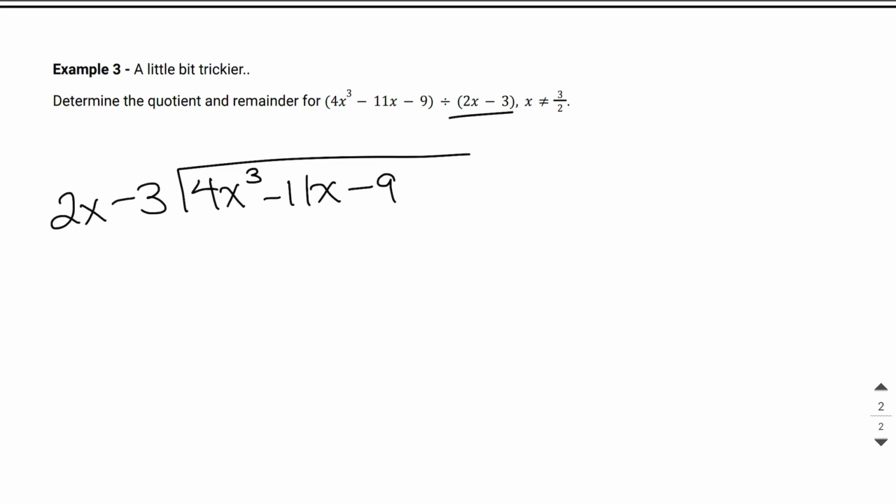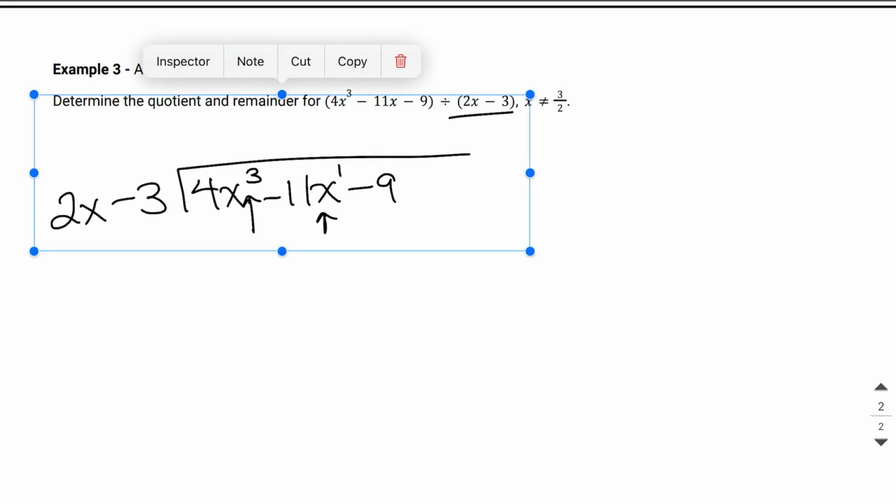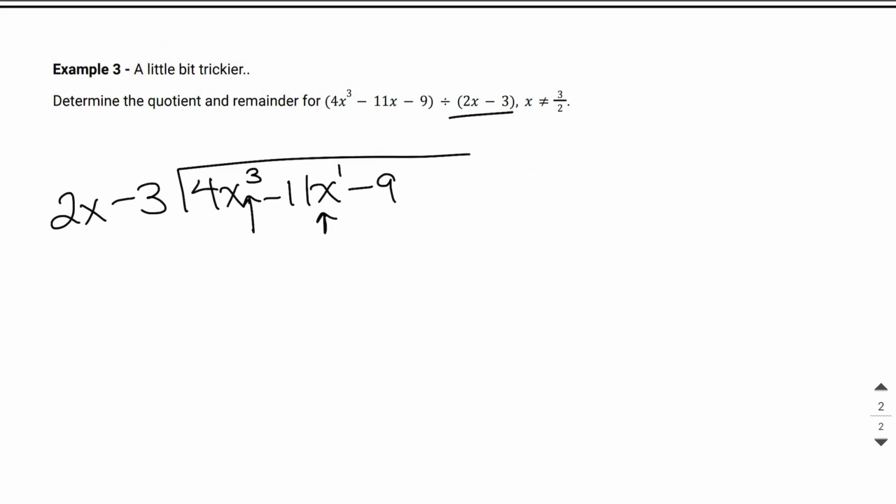on the outside. Now, the reason why this is tricky is because we went from x to the power of 3 to x to the power of 1, and we can't do that. We need to put a placeholder inside of here to preserve all the possible exponents that we have from 3 all the way down to an exponent of 0, okay? So because there is no x squared, we're going to put 0x squared as our placeholder right here, okay? And then we're going to copy the rest down, minus 11x and then minus 9, okay?